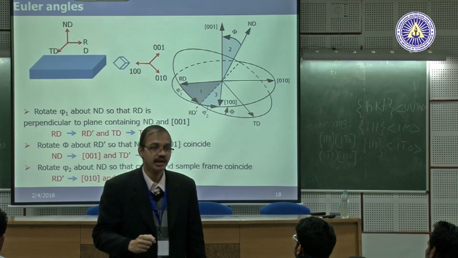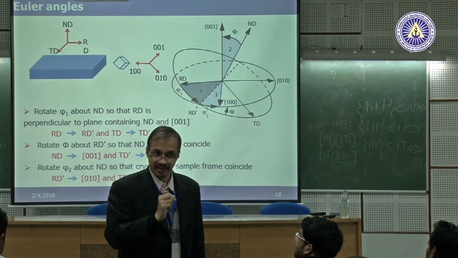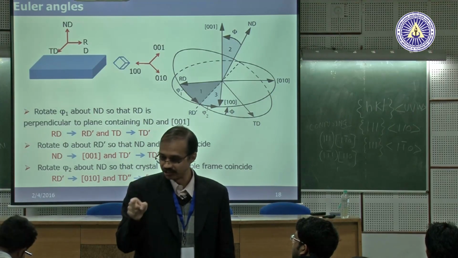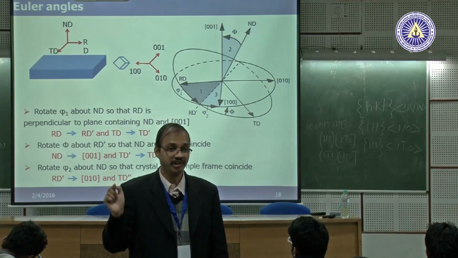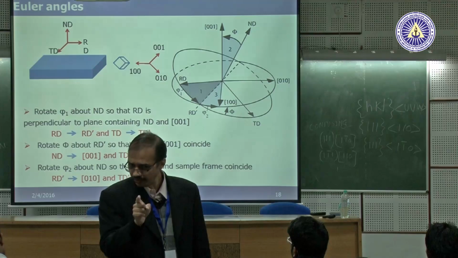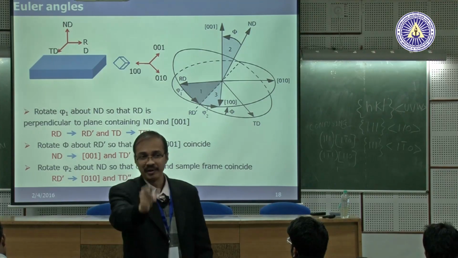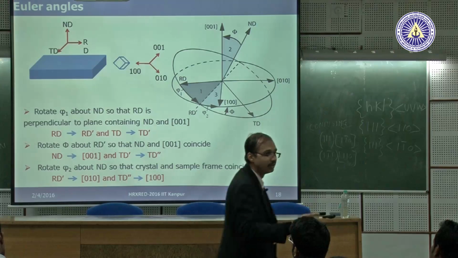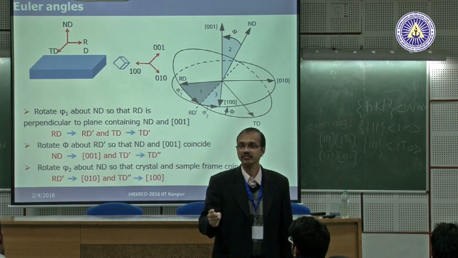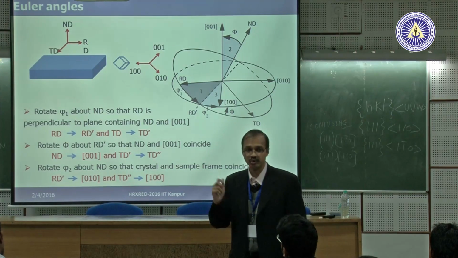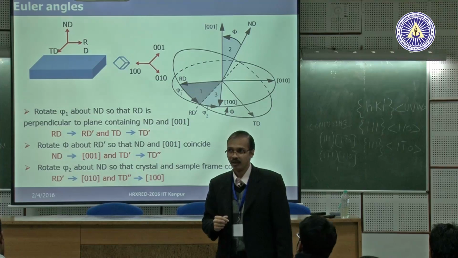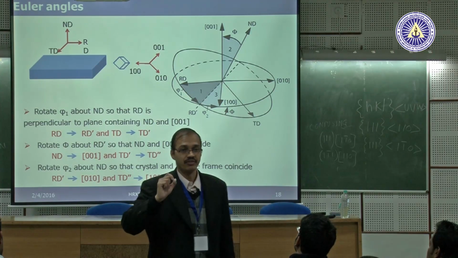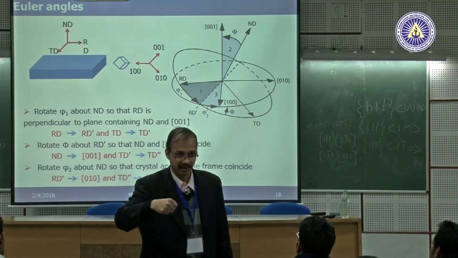But how am I rotating? I am rotating it in such a way that, when I rotate about ND, RD goes to RD prime and TD goes to TD prime, and my RD prime is normal to the plane containing ND and 001. Why am I doing that? Because the second rotation that I'm going to do, about an angle phi, is about RD prime.